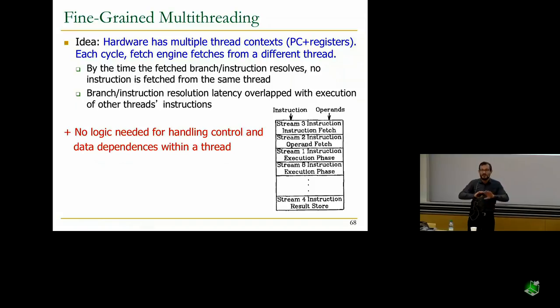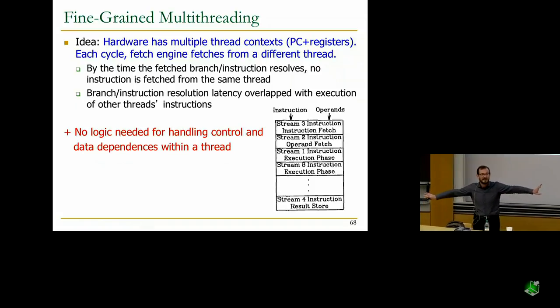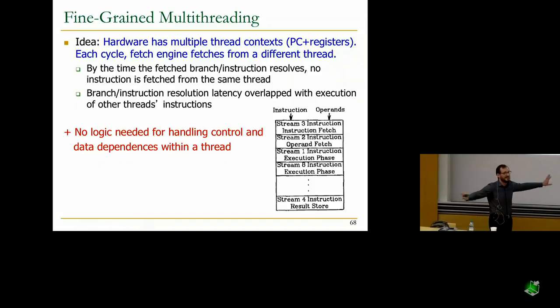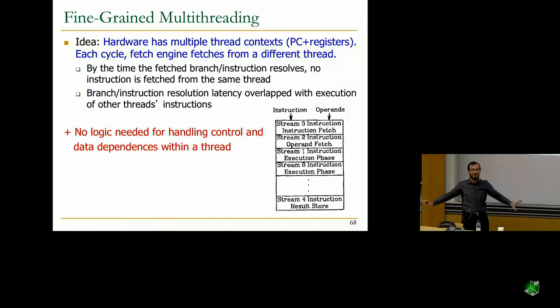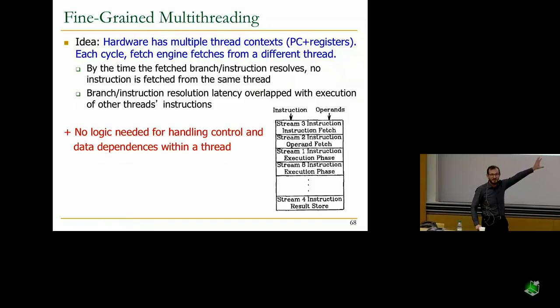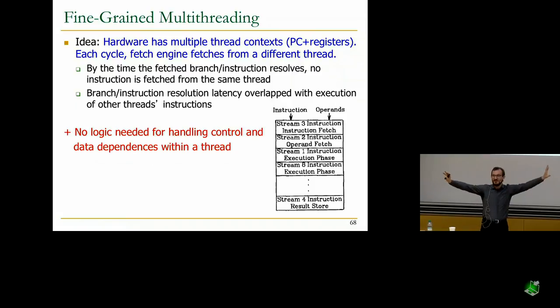And if you ensure that your threads are completely independent, then there's no need for handling any data dependencies. Sometimes the threads may be dependent on each other if you're doing shared memory multiprogramming, multithreading. But sometimes your threads may be completely independent, right? They may all be operating on different parts of an image, for example. That's why this is a very good model for GPUs. You partition your image, they're all different threads, and all the different threads go into the pipeline, and they all operate on different parts, and you know that they're completely independent of each other.